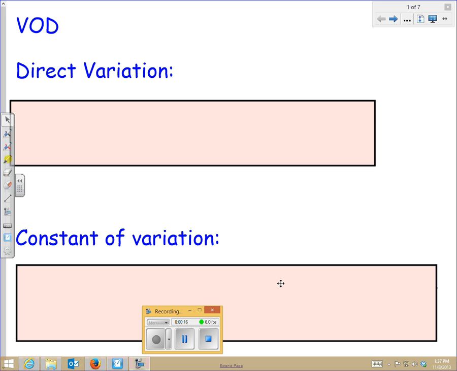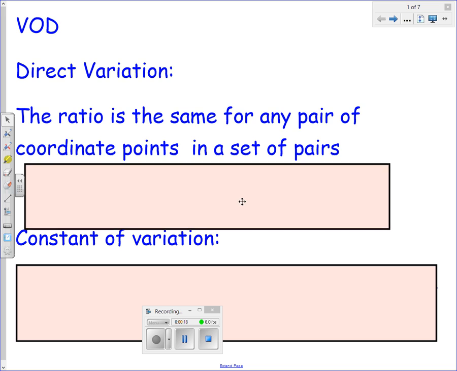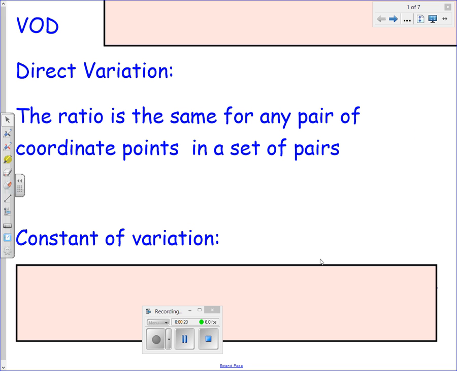The first would be direct variation, which is defined as the ratio is the same for any pair of coordinate points in a set of pairs. So if y divided by x is the same for all coordinate points, it is direct variation. Another way of thinking about this is if your equation is in y equals mx plus b format, then we have y equals mx. There is no y-intercept, or in other words, the y-intercept is 0.